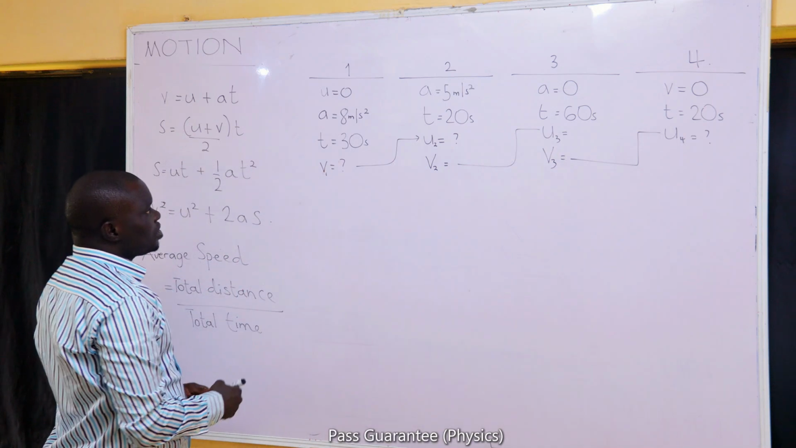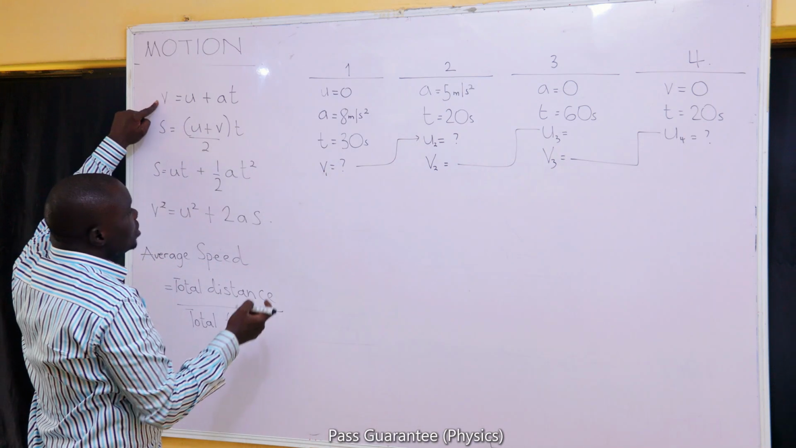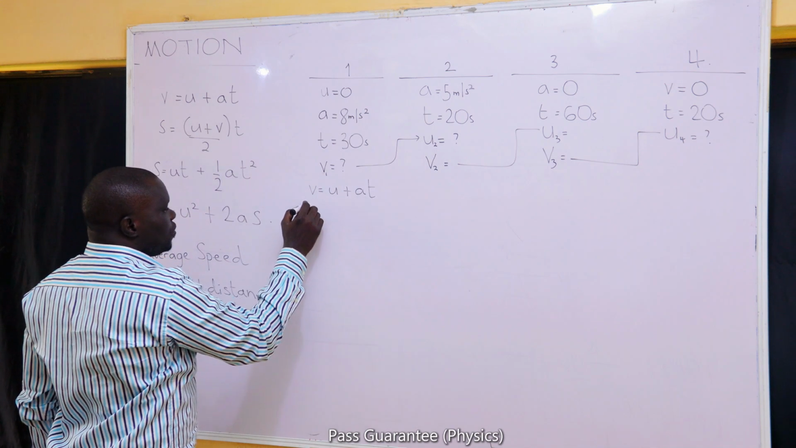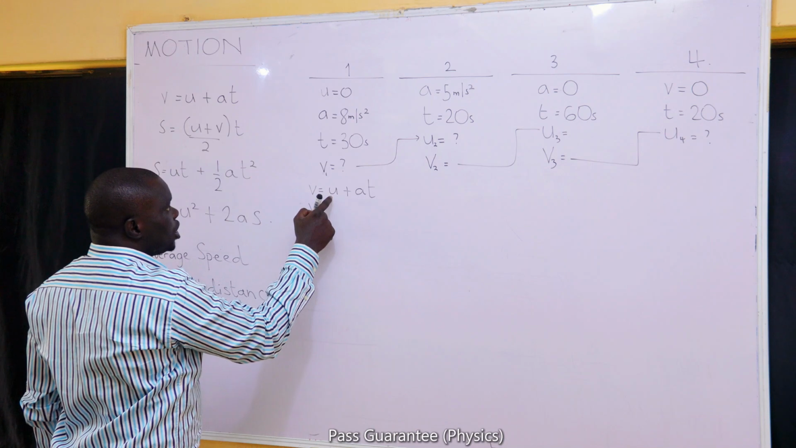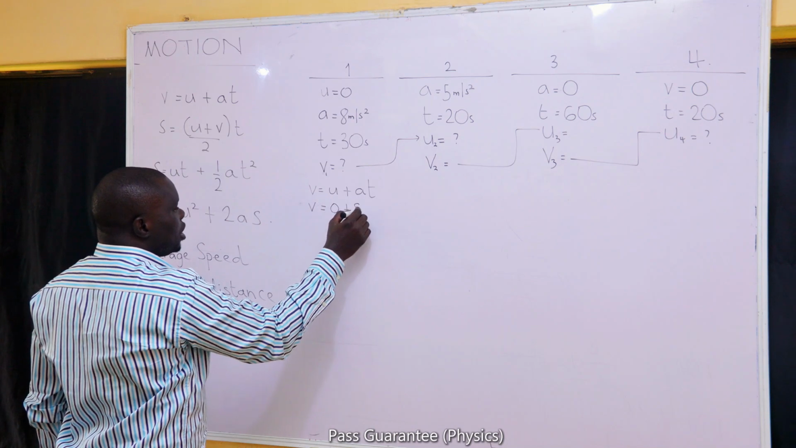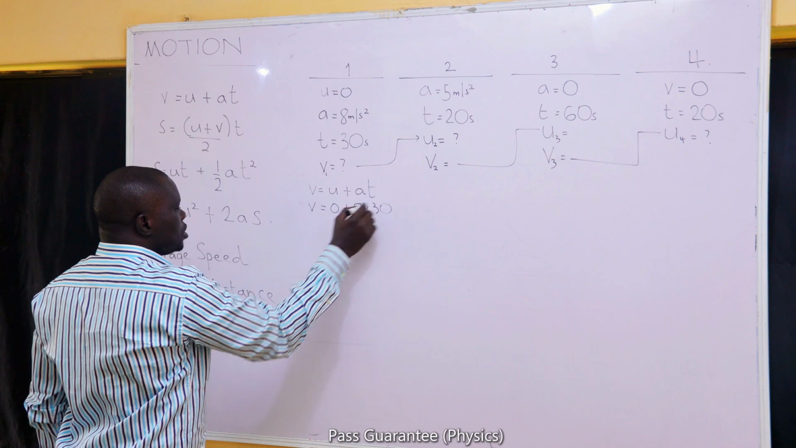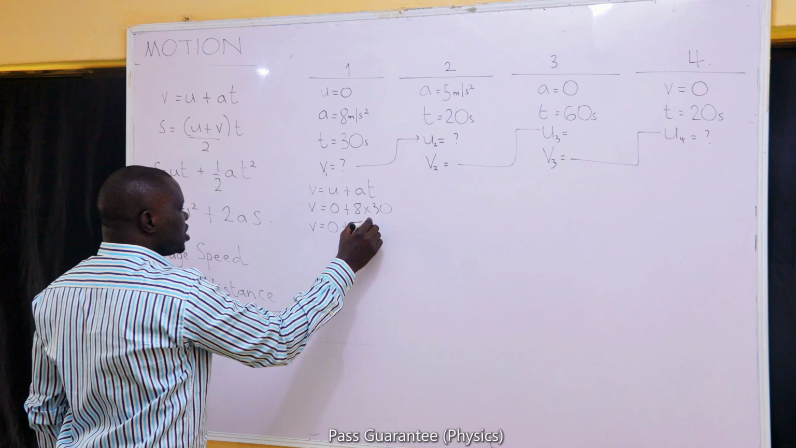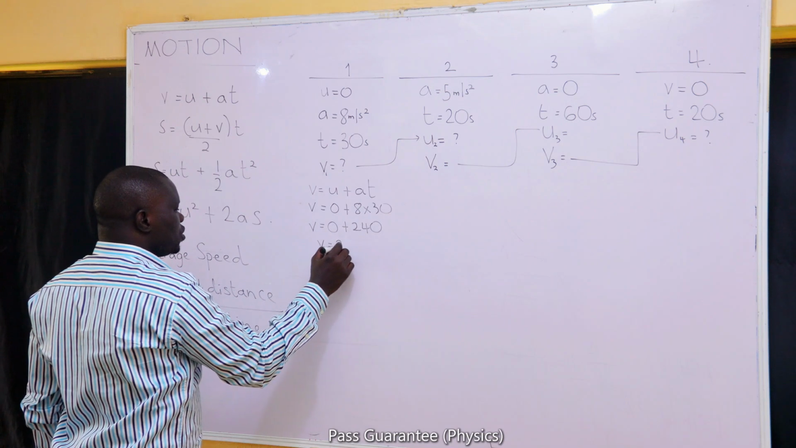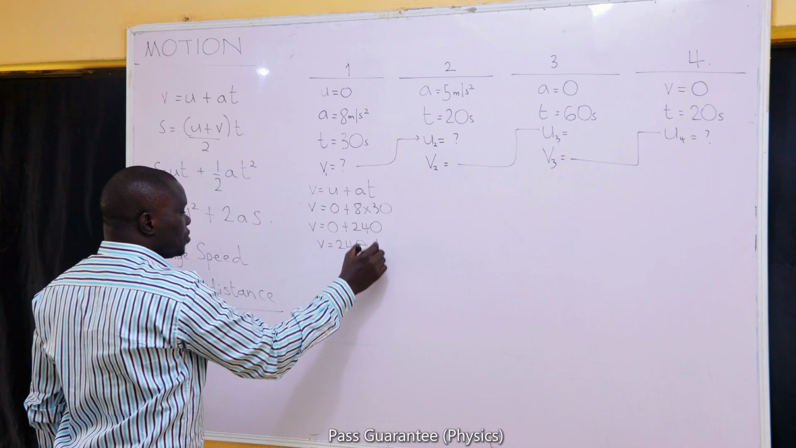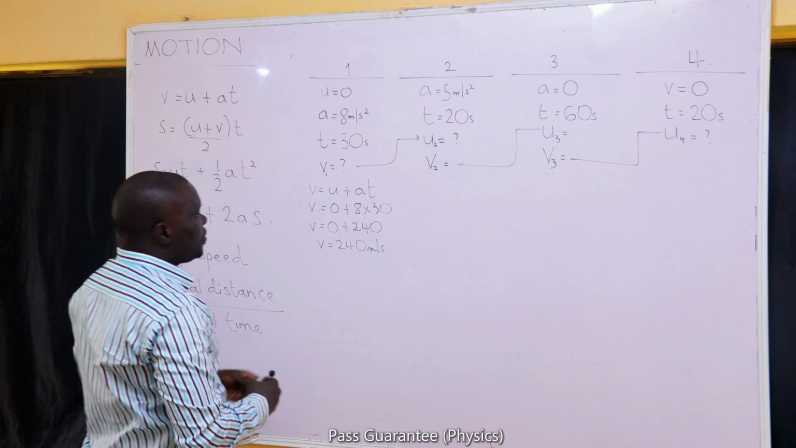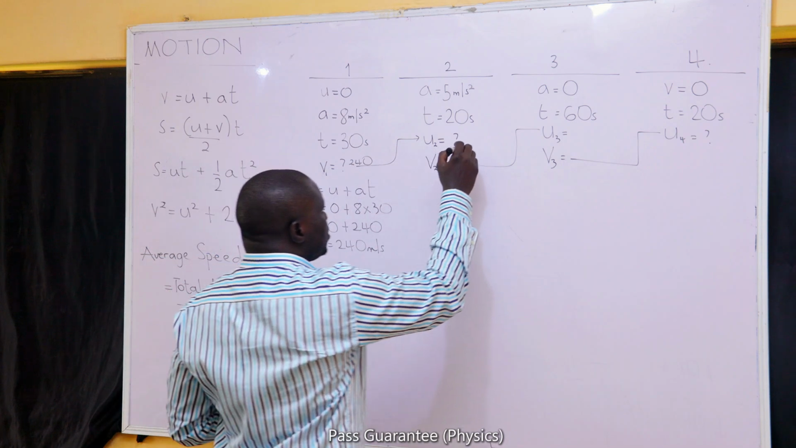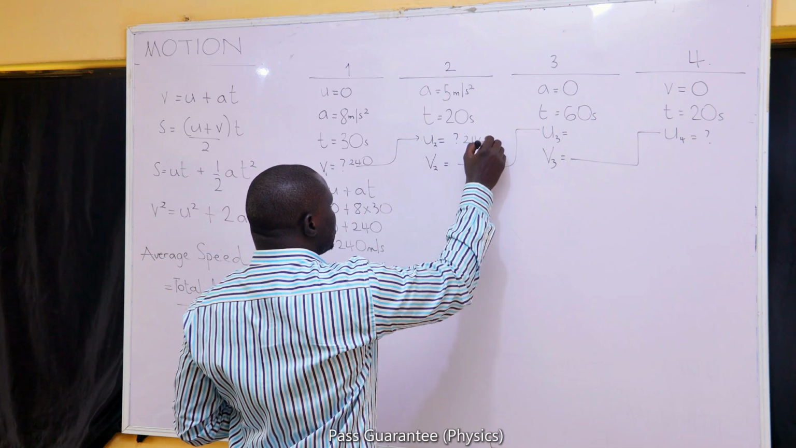To find the final velocity here, I know U, A, and T. I can use the first equation, V is equal to U plus AT. So V, what I need to find, is equal to my U, 0, plus my A, 8, multiplied by my T, 30. So my V must be equal to 0 plus 240 meters per second, and my V must be 240 meters per second. And that is what I need here. So if my final velocity here is 240 meters per second, it means my initial velocity here will be 240 meters per second.